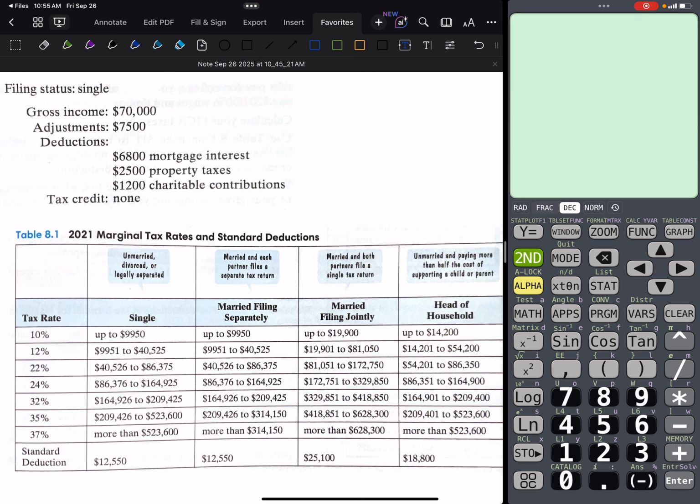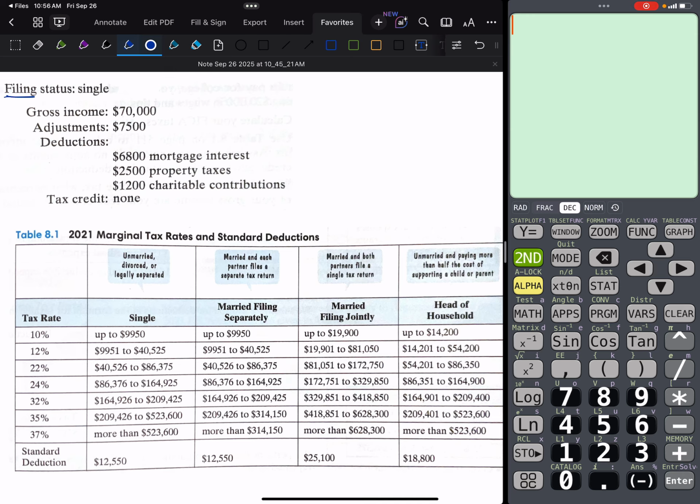Okay, so when I first look at this problem, this problem statement in the upper left is pretty typical of the way that we'll be asking this question. And so we're told our filing status, we're given our gross income, our adjustments, our deductions, and that there's no tax credit. And then the implication is that we're supposed to find out how much tax does this person owe. And I say this person because the filing status is single, which implies that it's a single individual.